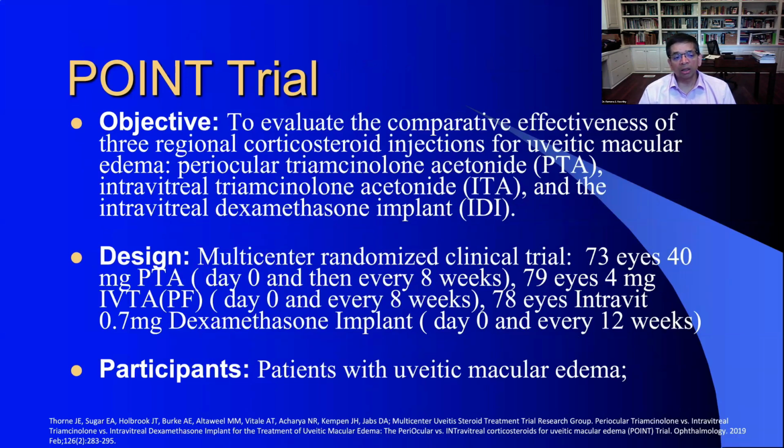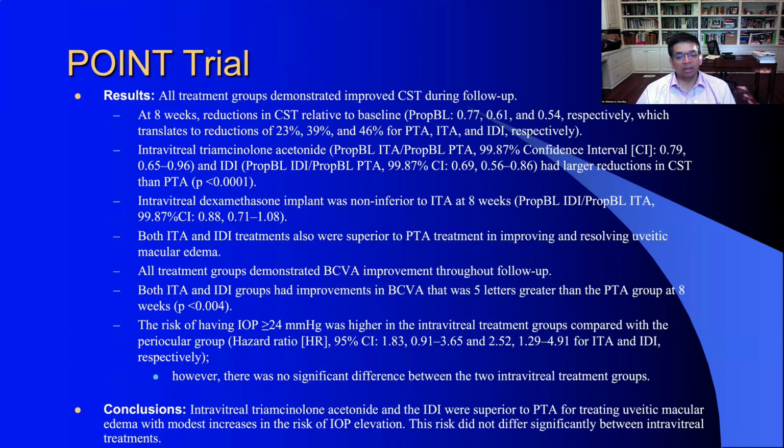The POINT trial evaluated the efficacy of 3 regional corticosteroid injections for uveitic macular edema, 3 types of regional corticosteroid injection approaches: the periocular triamcinolone, the intravitreal triamcinolone acetonide injection, and the intravitreal dexamethasone implant. The bottom line for this study is that intravitreal triamcinolone acetonide and the intravitreal dexamethasone implant were superior to the periocular corticosteroid implant for the treatment of uveitic macular edema.